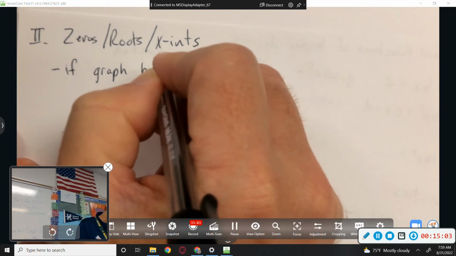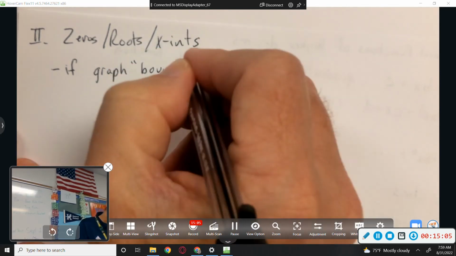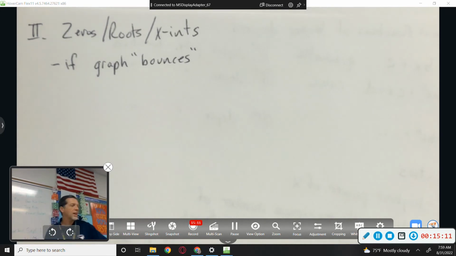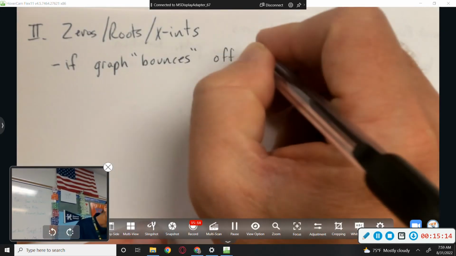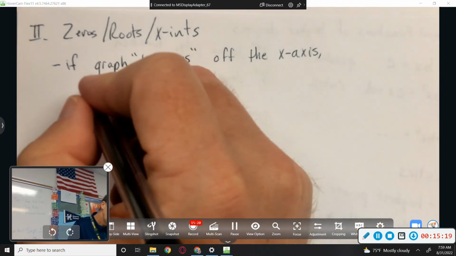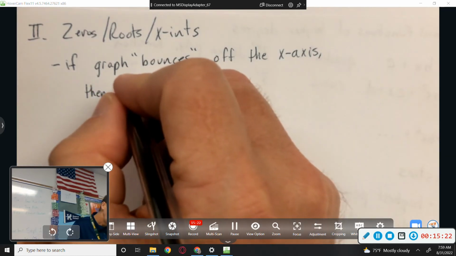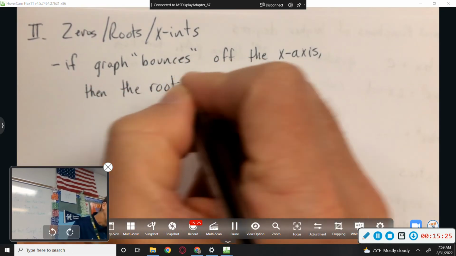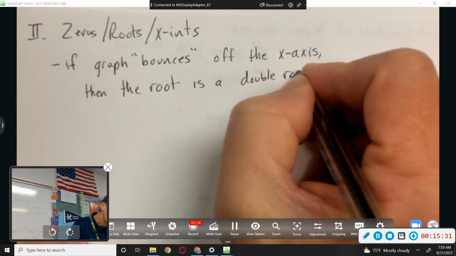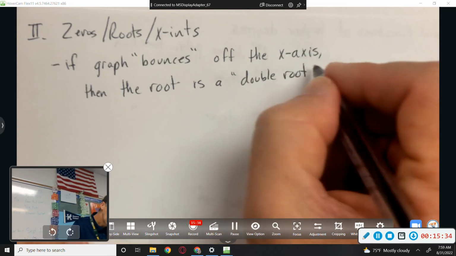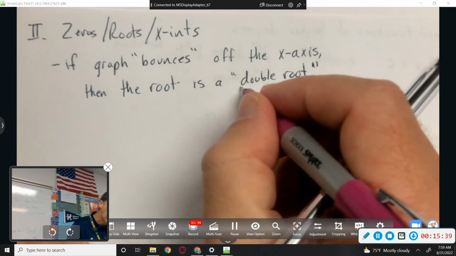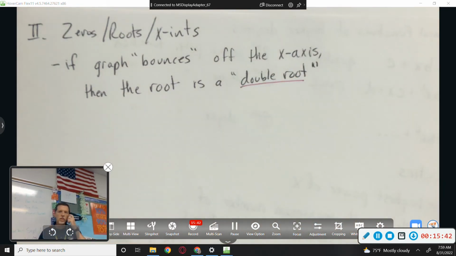If the graph bounces, in quotes, because does the graph really bounce? Not like you're bouncing a ball, not that kind of bounce. If it bounces off the x-axis, then the root is a double root. A double root. So it counts twice if you're trying to count how many answers you have. If it bounces, it's a double root.